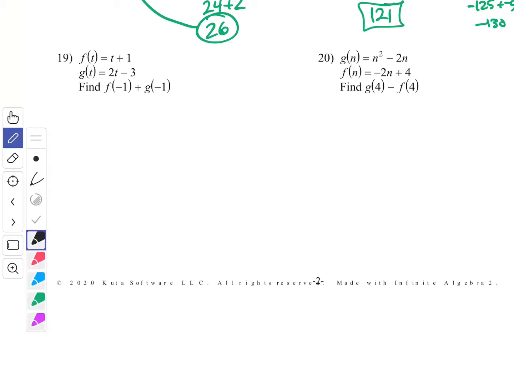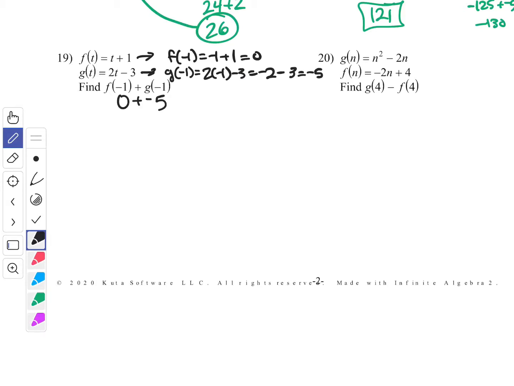Alright, so let's take a look at number 19. If we combine these two together, let's actually do this one separately. So f of negative 1 equals negative 1 plus 1 equals 0. g of negative 1 equals 2 times negative 1 minus 3, which is negative 2 minus 3, negative 5. So 0 plus negative 5 gives us negative 5.